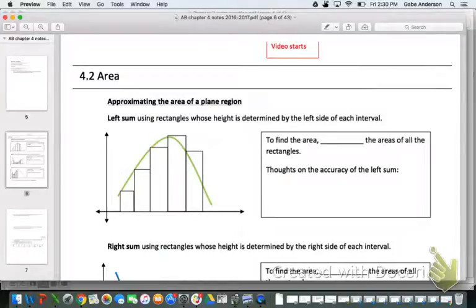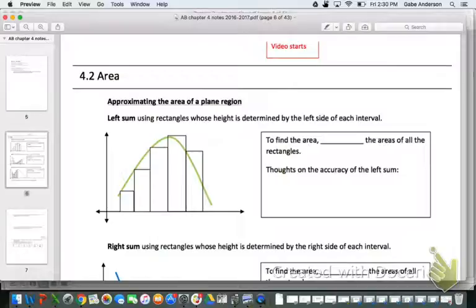This is the intro video for AP Calculus AB, section 4.2. We're going to be looking at area and talking about how to approximate the area under a curve. So we're going to look at a couple of different sums in this video. The first one is a left sum.